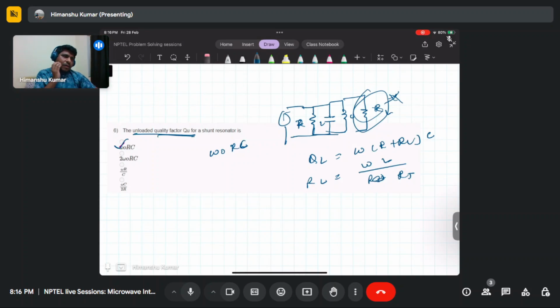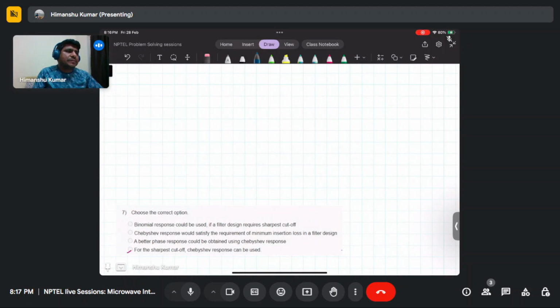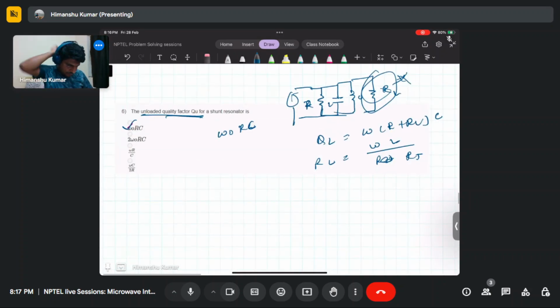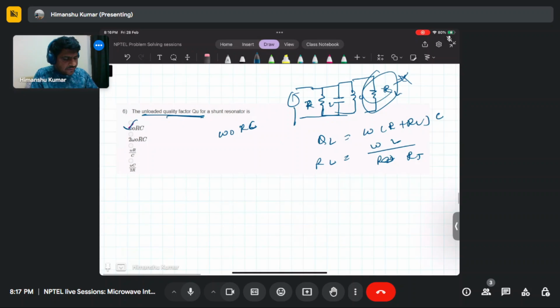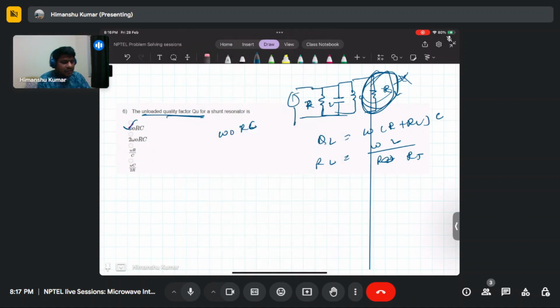So now, is there any doubt related to this? If you don't connect any load actually, so basically any load you are trying to... What is the meaning of loading a resonator?